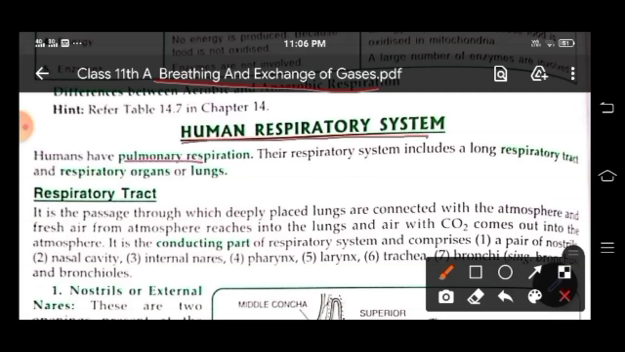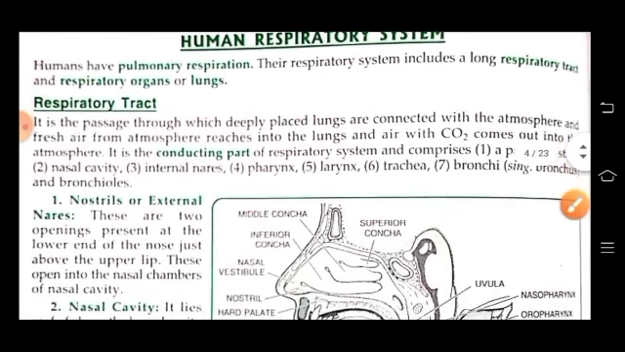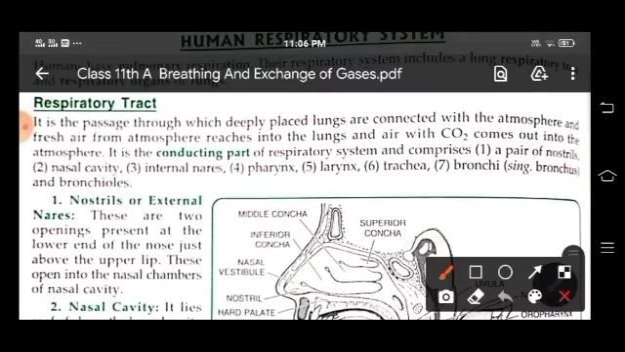Humans have pulmonary respiration, and the system includes a long respiratory tract and respiratory organs or lungs. So what is a respiratory tract? This respiratory tract is a passage through which the deeply placed lungs are connected with the atmosphere, and fresh air from the atmosphere enters into the lungs, and the carbon dioxide from the body comes out into the atmosphere through these lungs.